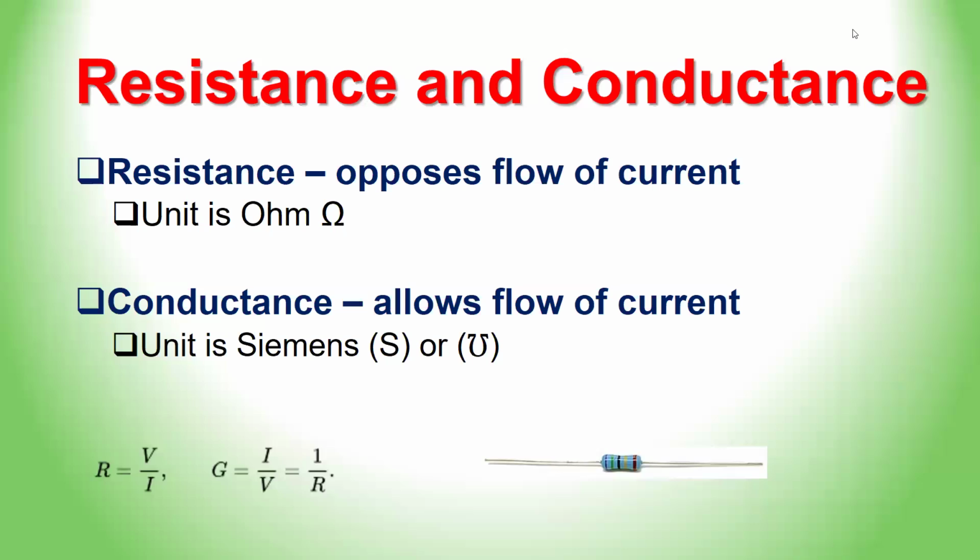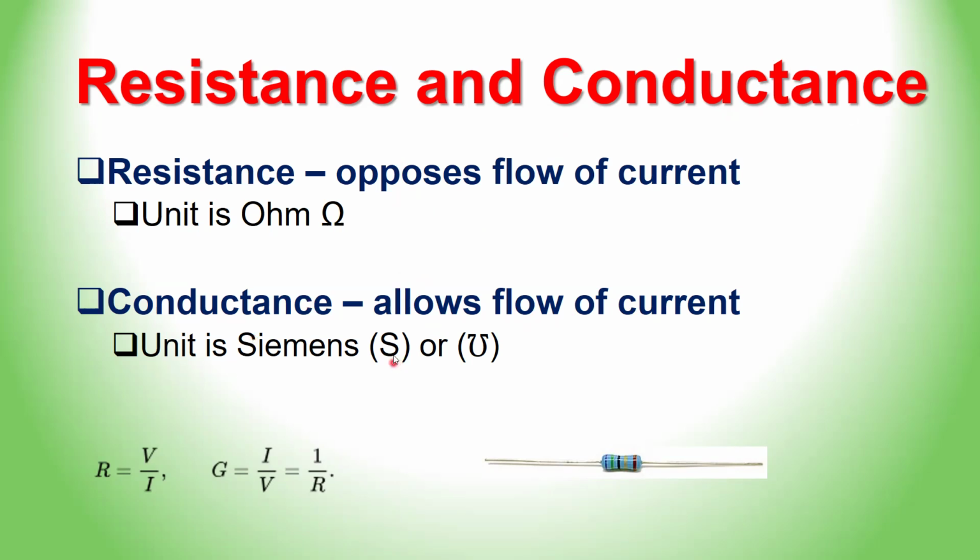So as you can see, in this module we will talk about two important concepts in physics and in electronics, that is resistance and conductance. These two are electrical quantities. Resistance is the quantity that opposes the flow of electric current in a circuit, and its unit is expressed in ohm. On the other hand, conductance is the quantity that allows the flow of an electric current. So you can see that these two are reciprocal to each other.